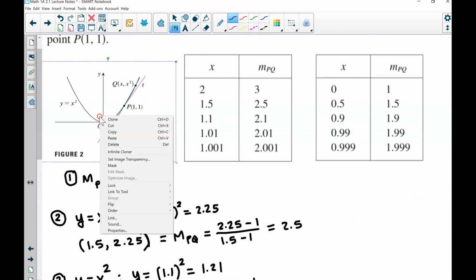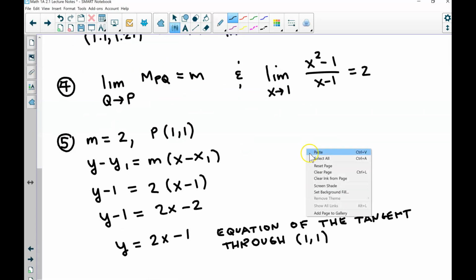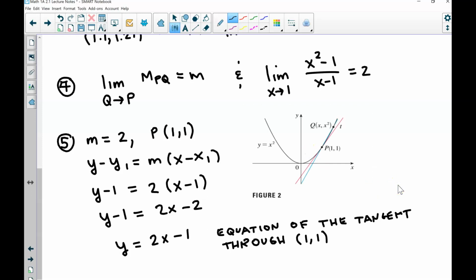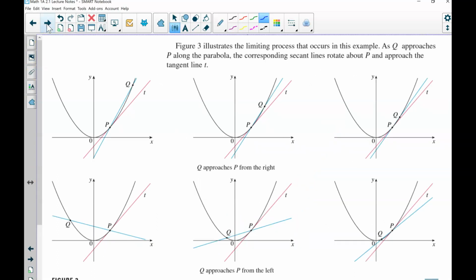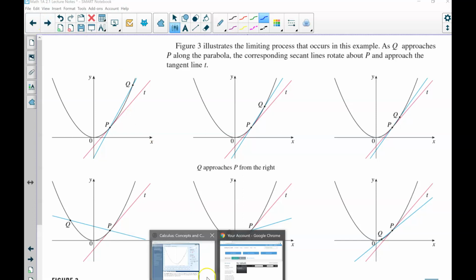Okay, so I'm going to bring this figure down here as well. What it's saying is that this blue line touches the function, the parabola, and therefore represents the equation y equals 2x minus 1 as your slope. This figure illustrates the limiting process in this example. As Q approaches P along the parabola, the corresponding secant lines rotate about P and approach the tangent line T. So let's take a look at an animation that describes this situation.